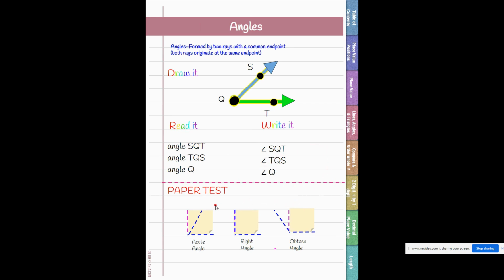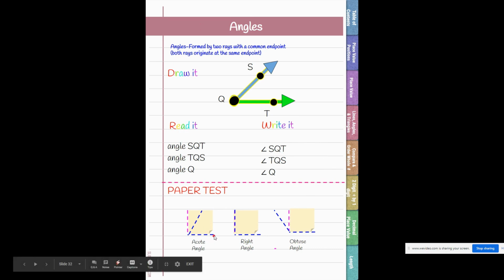Now, talking about a paper test, if I use a piece of paper and line it up to the corner, so here's the corner of the paper. If my angle goes inside the paper, we know that that's an acute angle. A right angle would outline the outside of the piece of paper. For the obtuse angle, your right angle would be where this pink and blue are, but please note that the blue line extends outside of the paper. So this is an obtuse angle.